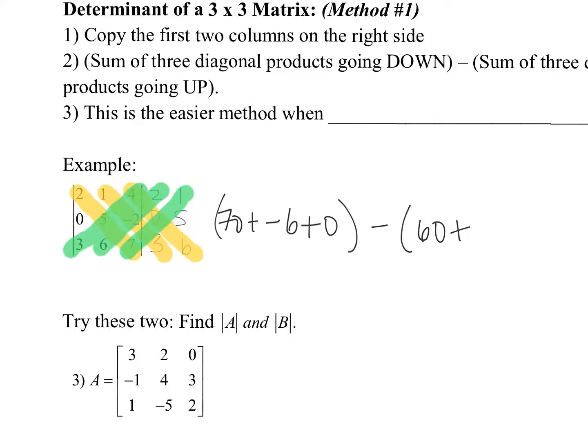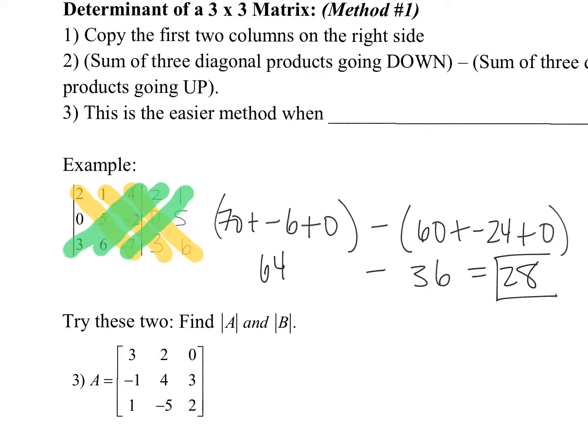My next product is 6 times 2 times 2. Nope, 6 times negative 2 times 2, so negative 24. And my last product here is 7 times 0 times 1, so 0. So all I have to do is add these numbers together. 70 plus negative 6 is 64, minus 60 plus negative 24 is 36. When I subtract those, I get 28. So the determinant of that 3 by 3 matrix is 28.